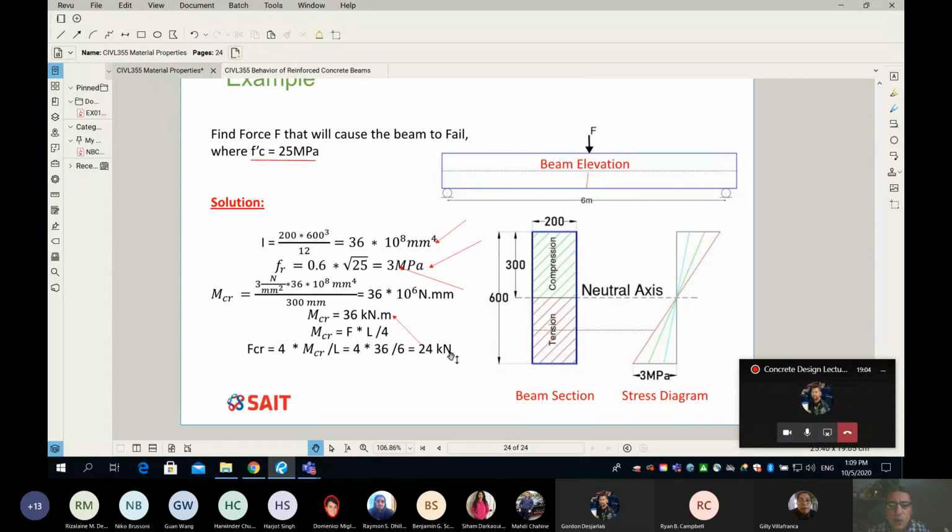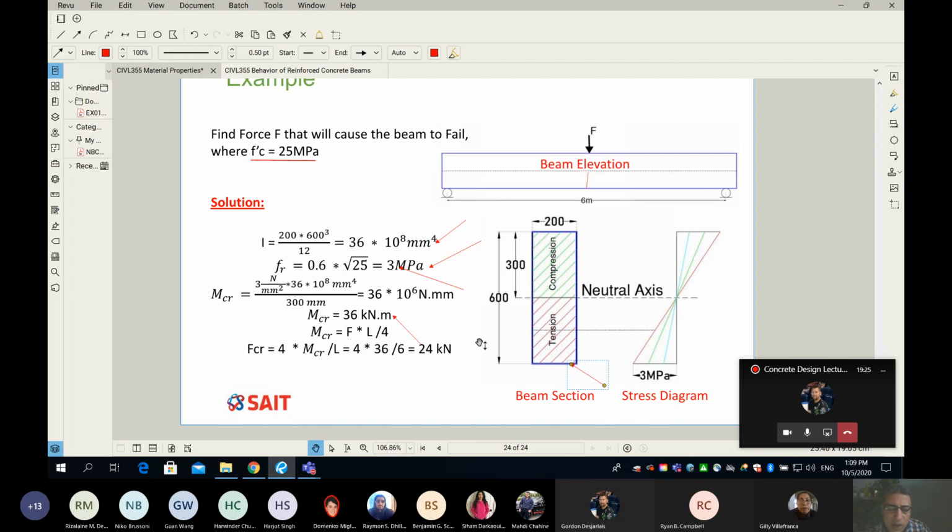Okay, so guys, again, I would like you to read this backwards. I'm asking you for a force that cracks your beam. And remember, this beam doesn't have any reinforcement. It is plain concrete. It means when the stress in these fibers here is equal to 3 MPa, then your beam will fall to the ground.